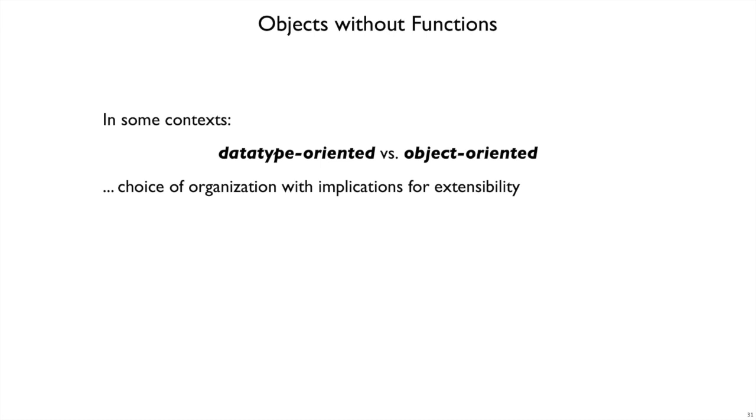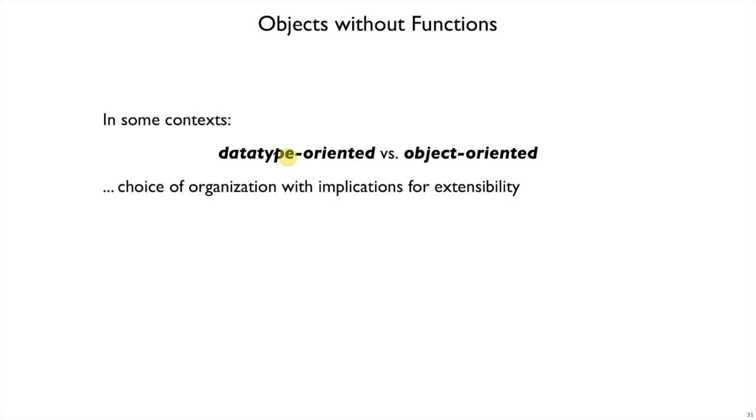We've been talking about the difference between data type-oriented programming and object-oriented programming. With data type-oriented programming, you can add new operations without changing your existing code. And with object-oriented programming, you can add new variants without changing your existing code. But if you add new operations, you need to change the existing variants, or in data type-oriented programming, to add new variants, you have to change the existing operations, the existing functions.